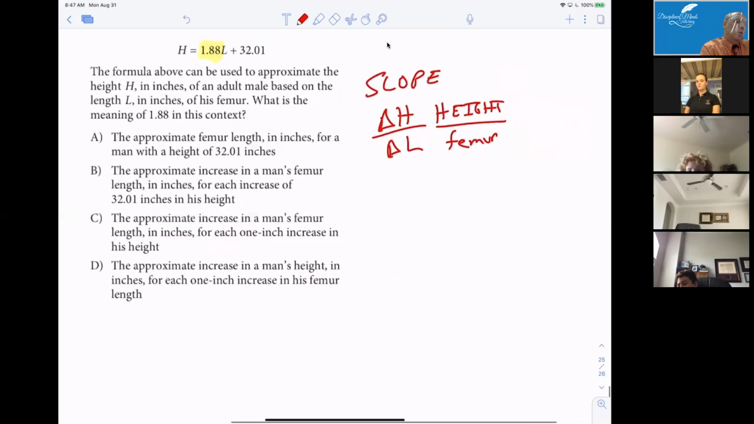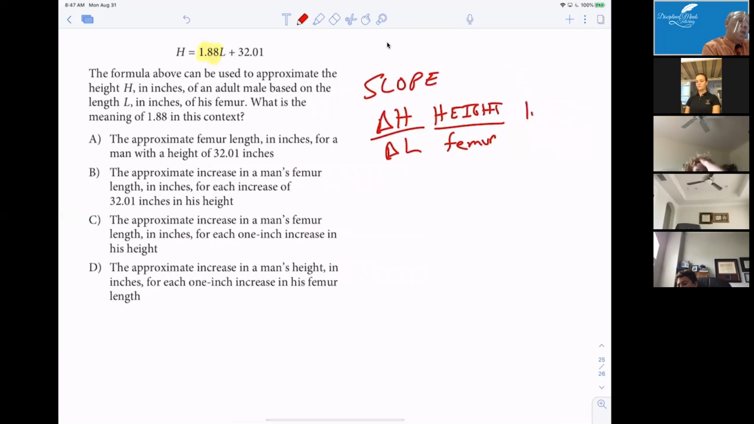So 1.88. The height is going to change 1.88 for every what? 1 inch change down here. All right, come on, guys. Everybody needs to be able to do that. So is everybody with me?